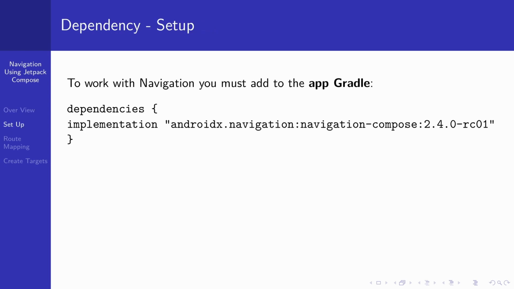Okay, so the first thing we have to do is to set up the dependency. The dependency has to be added to the app level Gradle. This is a dependency and it will be written in the description below. I encourage you to Google it and check if there's a newer version when you come to implement your navigation.